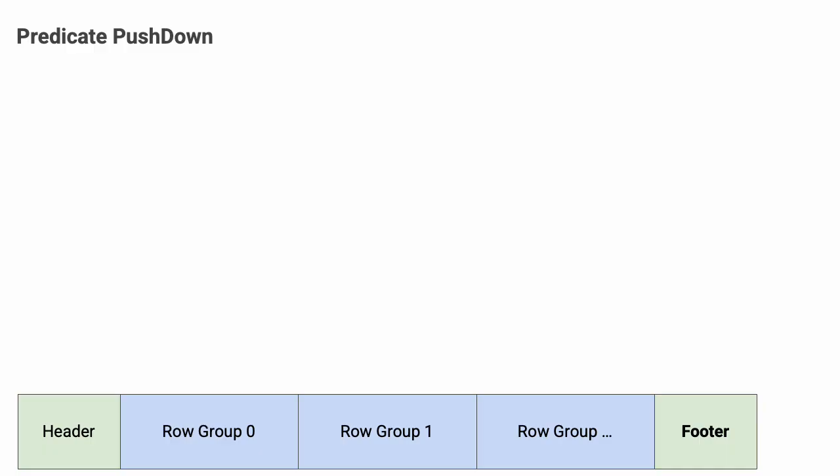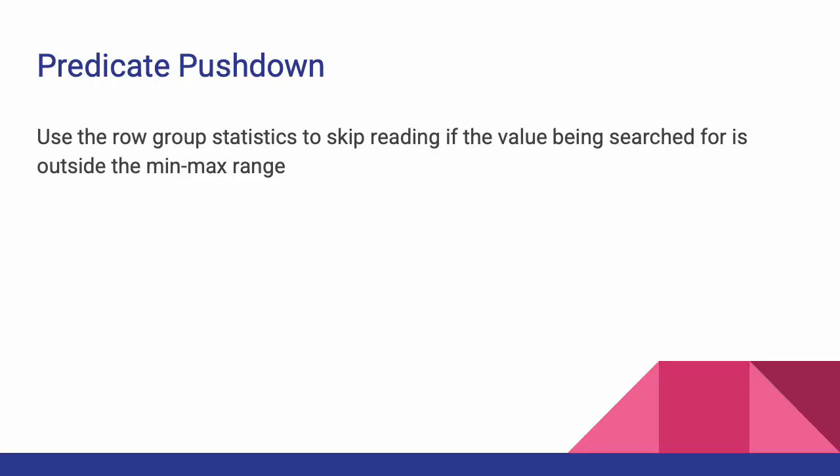So what happens in predicate pushdown is, as you remember, the footer contains statistics for each column in each row group, such as the minimum and maximum value. So whenever you are trying to read data and you have a filter condition, just by looking into the statistics of the row group for that column, you can discard reading that row group altogether if the value you are trying to search for is not within the min and max range of the statistics of that column in that row group.